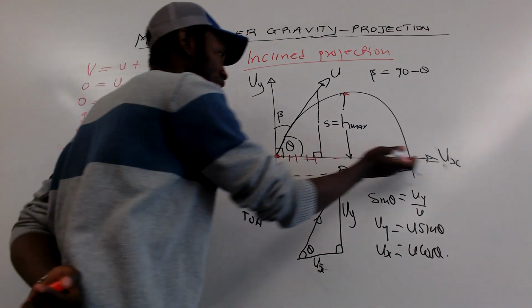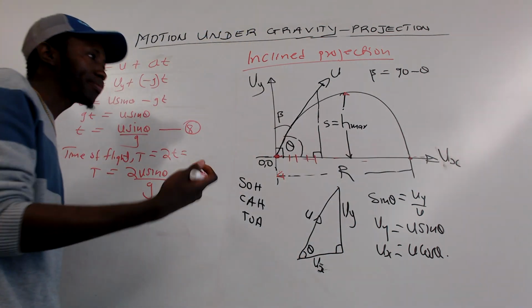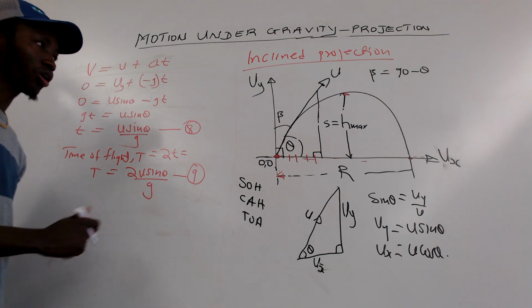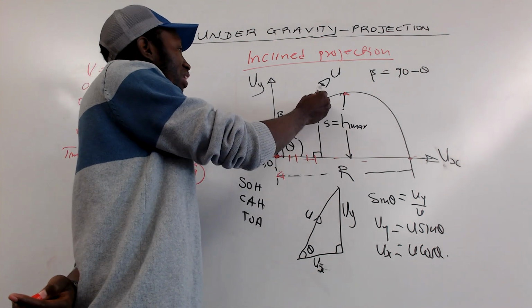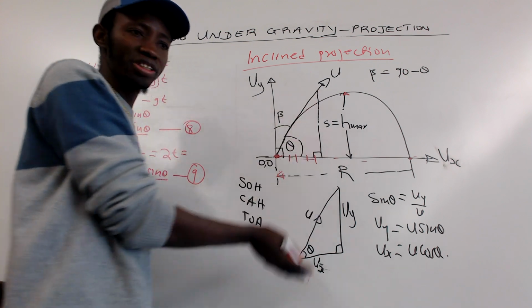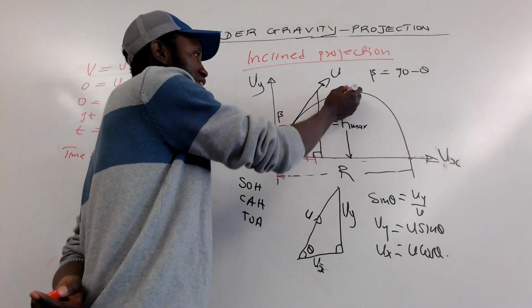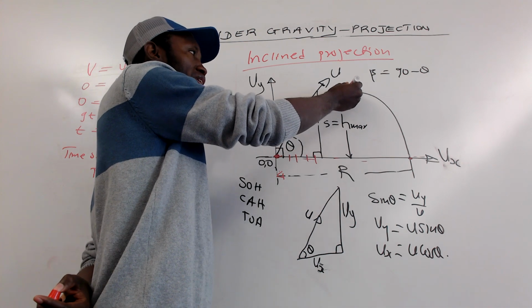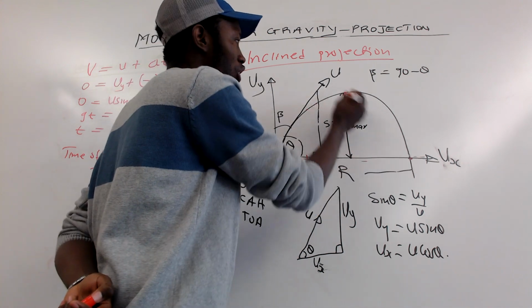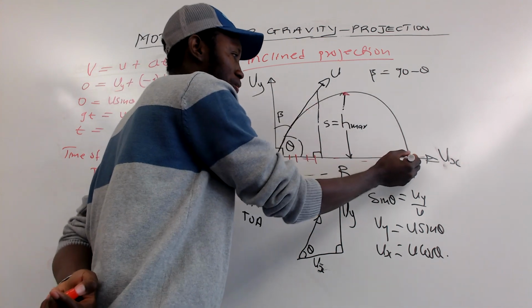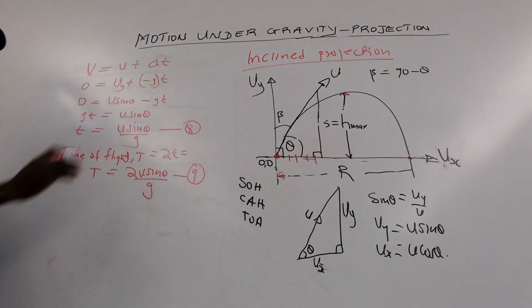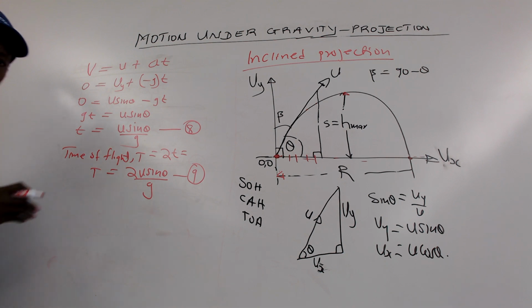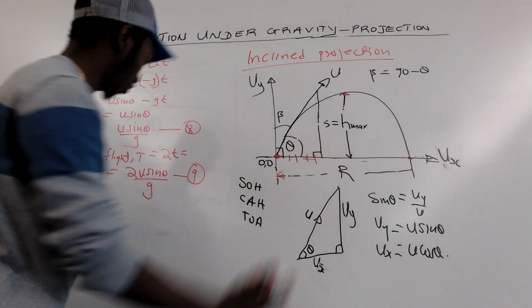Ux is always the same, but Uy keeps changing. Either it becomes 0, because at this point the vertical velocity will decrease. At this point the vertical velocity becomes zero. And at this point the vertical velocity will increase. We'll come to that; I will explain something which relates to this point.